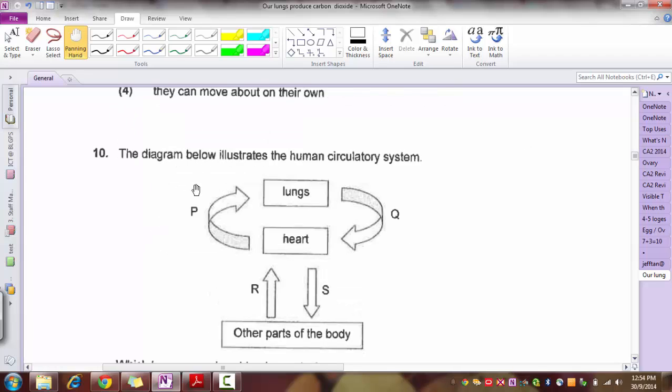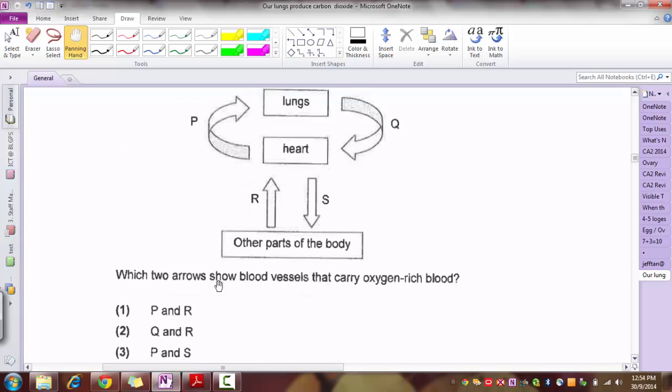Number 10. Okay, so this illustrates the human circulatory system. So which two arrows shows blood that carry oxygen-rich blood? Oh, sorry, vessels that carry oxygen-rich blood. So what's the concept here? So concept here, let me type it down. Please copy it down as well.